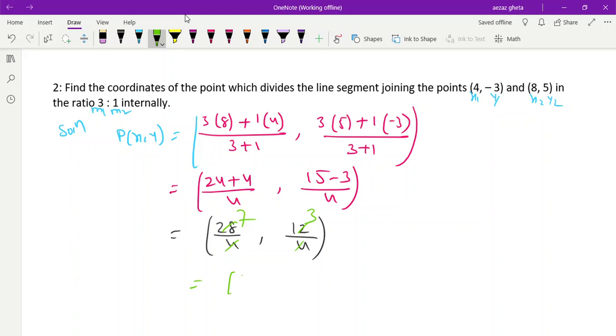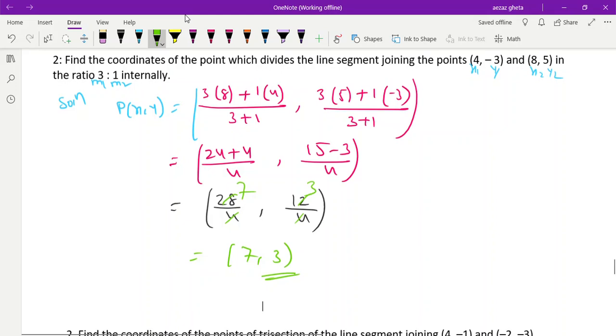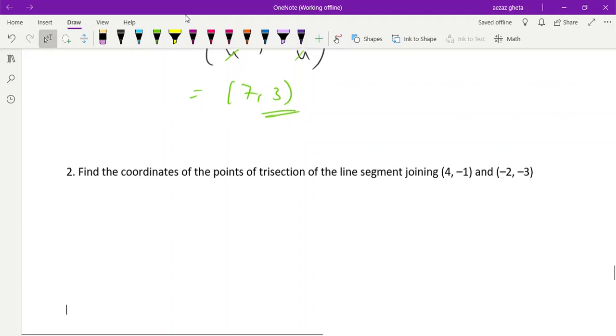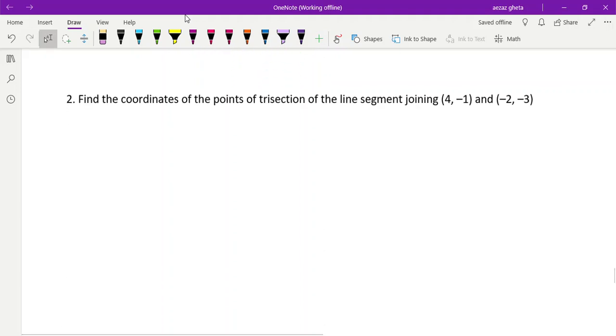How many students got the answer? Raise your hand. You can't raise a hand, but at least you can write in the comments whether 7 comma 3 is right or not. Whether you got the same answer or not, check it out. Now we will do the third question.